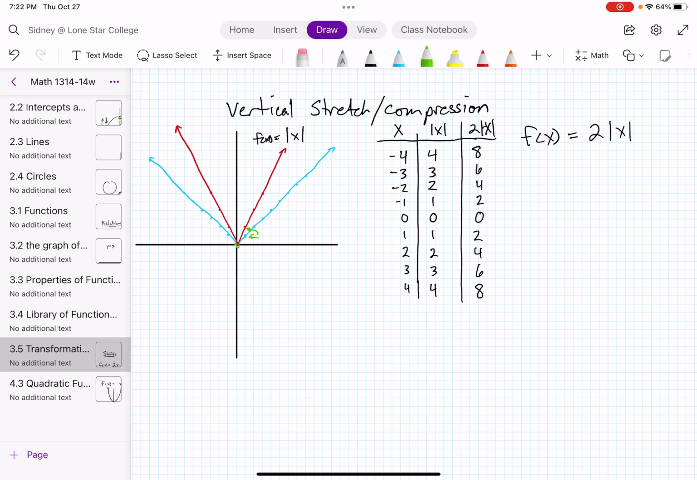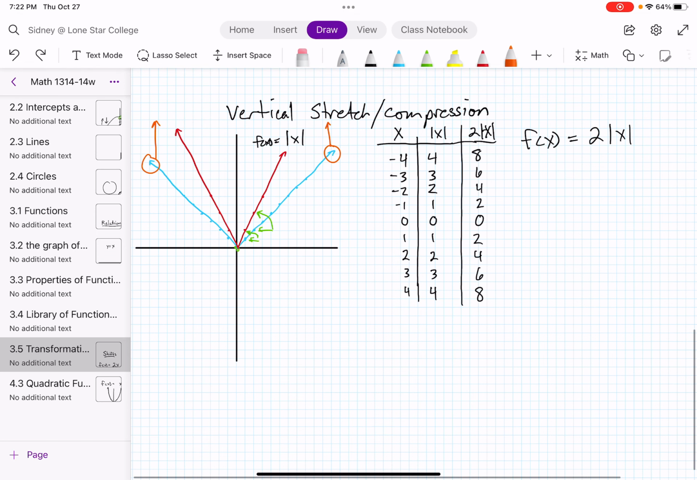It was the point 2, 2 right there, but now it's the point 2, 4. It's twice as big as it was. And functionally what happens is it's almost like somebody grabbed these endpoints here and pulled them upwards, stretched them upwards all the way until that line was pulled up to this angle.